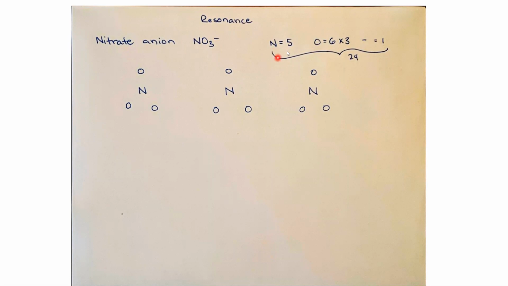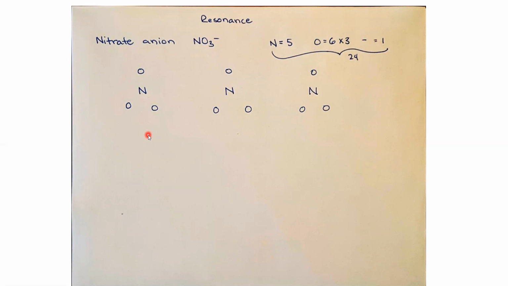So nitrogen has 5 valence electrons. You can find that out on the periodic table. Oxygen has 6. There are 3 of them. So 5 plus 6 times 3 is 23. And then there's this negative charge, this minus, and that minus means that we've got another electron. So I have this minus equals 1 thing. That's what that means there. So the sum of 5, 18, and 1 is 24. So our structure should have 24 valence electrons.